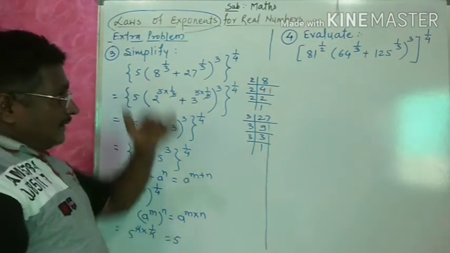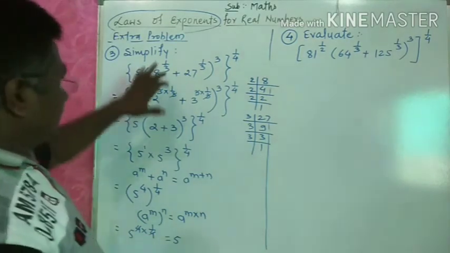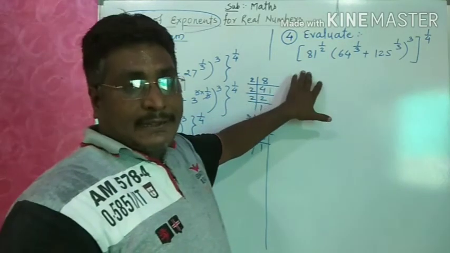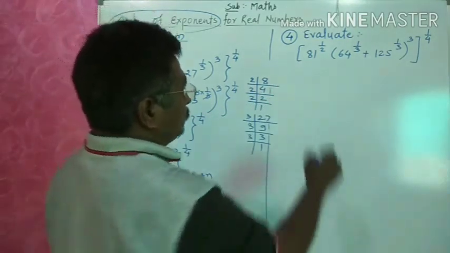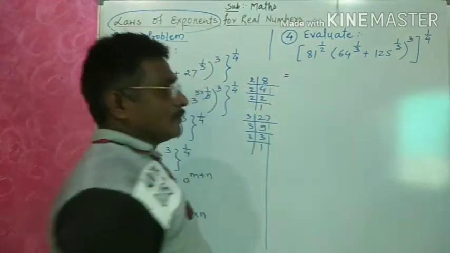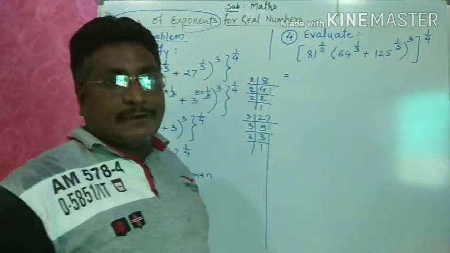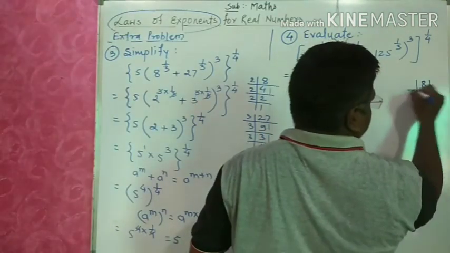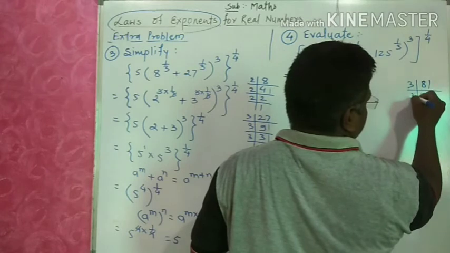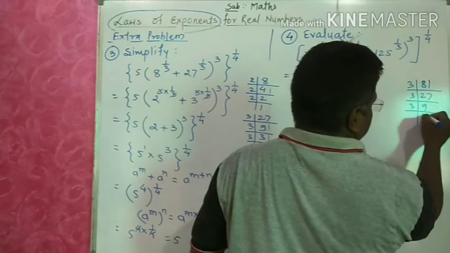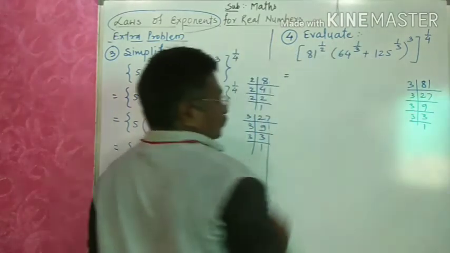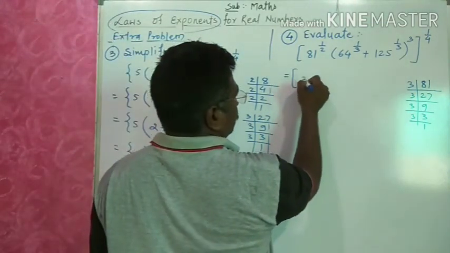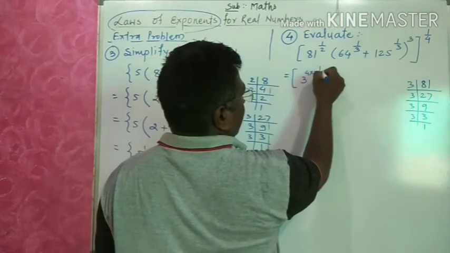Now see, again the question is lengthy. Like this only, simplify. So don't panic here. So what has to be done? 81's prime factors. What will we get? 3, 27, 3, 9, 3 3s are, 3 1s are. So how can we write 81? 3 raised to the power 4 into 1 by 2.